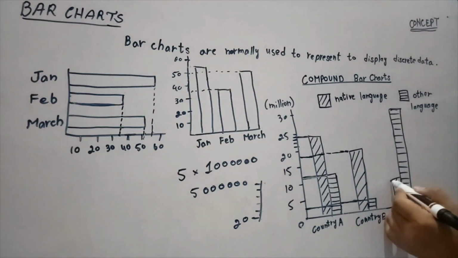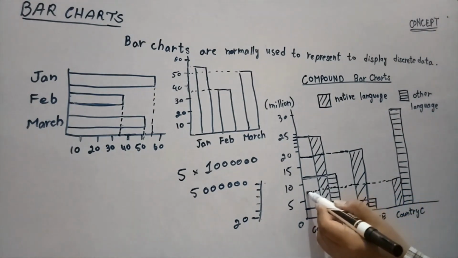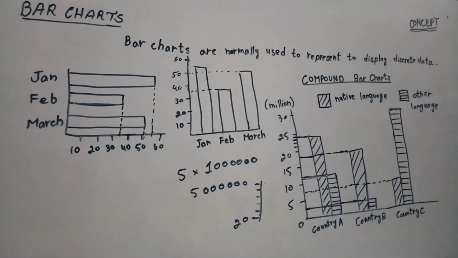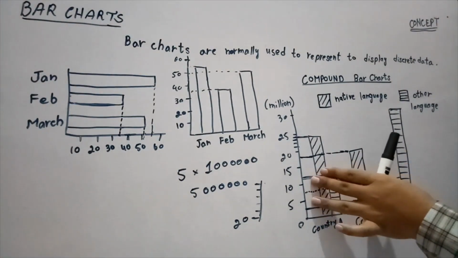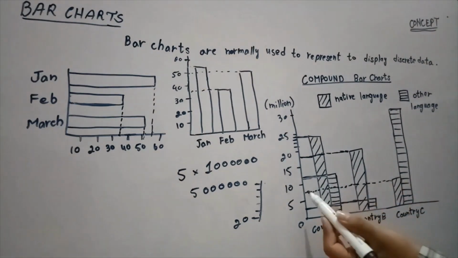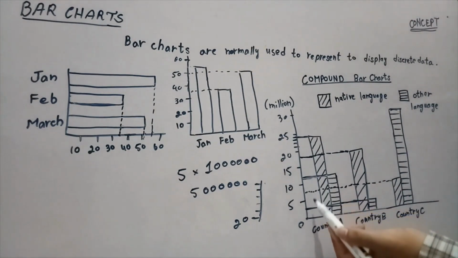Similarly, if we talk about this one, it is also in the middle of 5 and 10, and this one represents the people who speak the native language. So there are approximately 7.5 million, because here we have a gap of 5, and this one is between this 5.